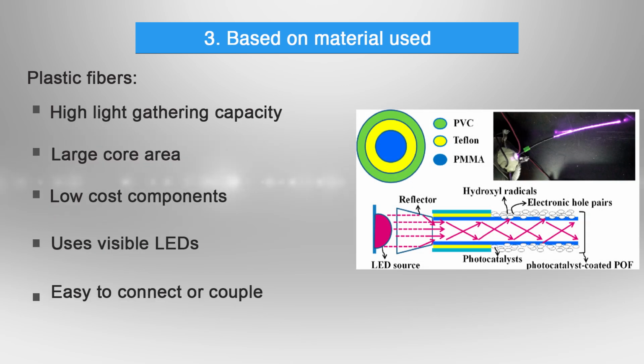Some features of plastic fibers are high light gathering capacity, large core area, low cost components, use of visible LEDs, and easy to connect or couple. The second type of fiber is glass fiber.